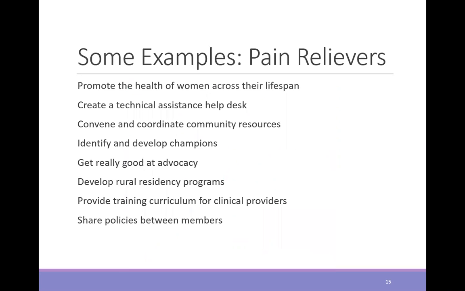Here are some examples of what the networks can do to relieve pains. Pain relievers address the issues that members have as they're doing their work, their jobs, and tasks. Check out Appendix B for some questions that can guide your thinking during this section of the designer. Take your time in this section and let the creative juices flow.